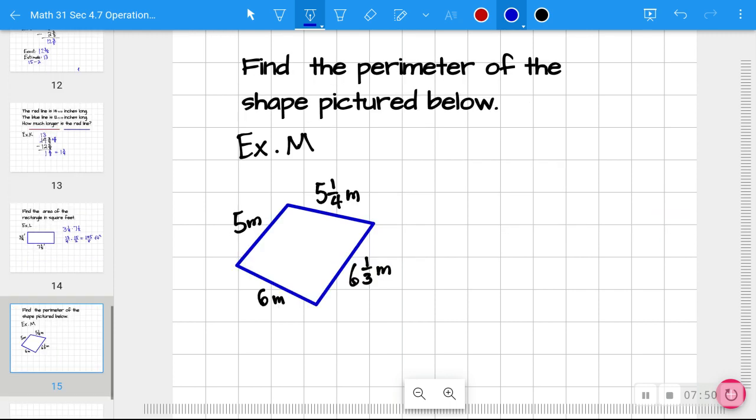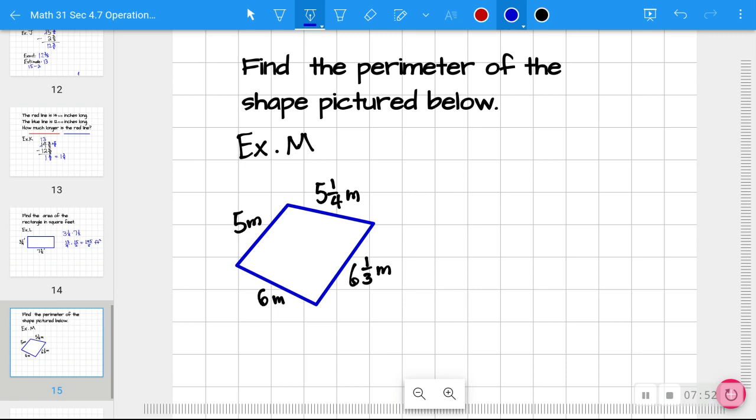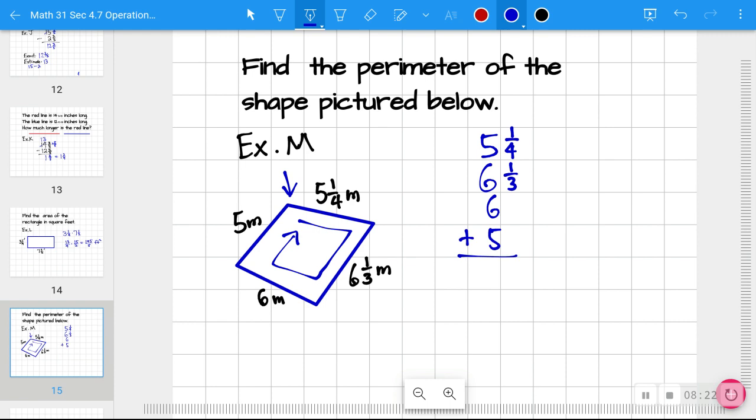Okay. We've got this one to do, and I think we're going to be done after that. So we're supposed to find the perimeter of this object, and that just means we're going to be adding all the side lengths. I'm going to start in that upper corner there, and I'm going to work my way around this in a clockwise manner. So starting with 5 1/4, we'll be adding to that 6 1/3, and then 6 and 5. And all of these get added together.